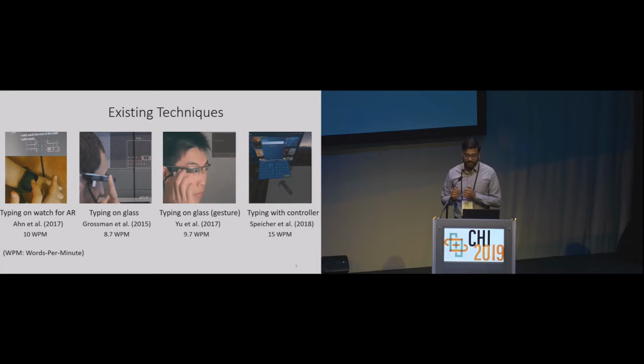The third one is also typing on glass, but it uses gestures with word prediction instead of QWERTY and gives about 9.7 words per minute. And finally, for reference, typing with a controller in the hand reportedly gives us about 15 words per minute. And so one of the goals for us was to make a technique that can offer a better performance to the user while adhering to the desired attributes that we have established.